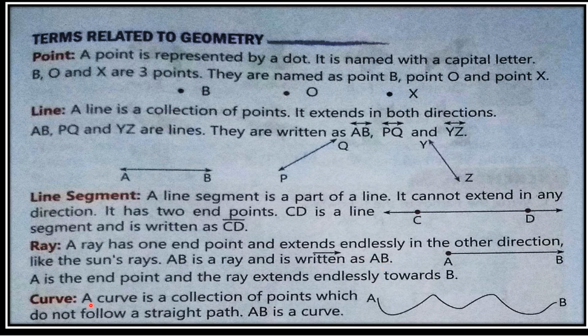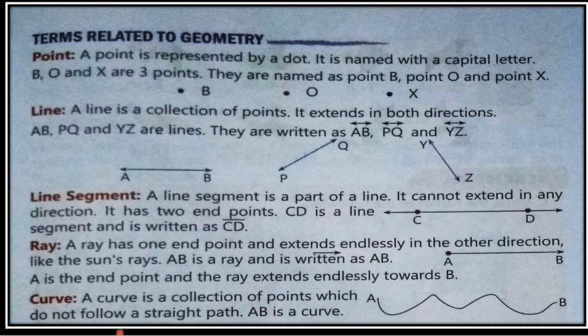Got it, children? Now, point A is the end point. Here, point A is the end point and the ray extends endlessly towards B. It means on this side the ray can extend endlessly, up to infinity. We cannot say this ray ends here. We cannot say how far it goes, up to infinity. Got it, children?